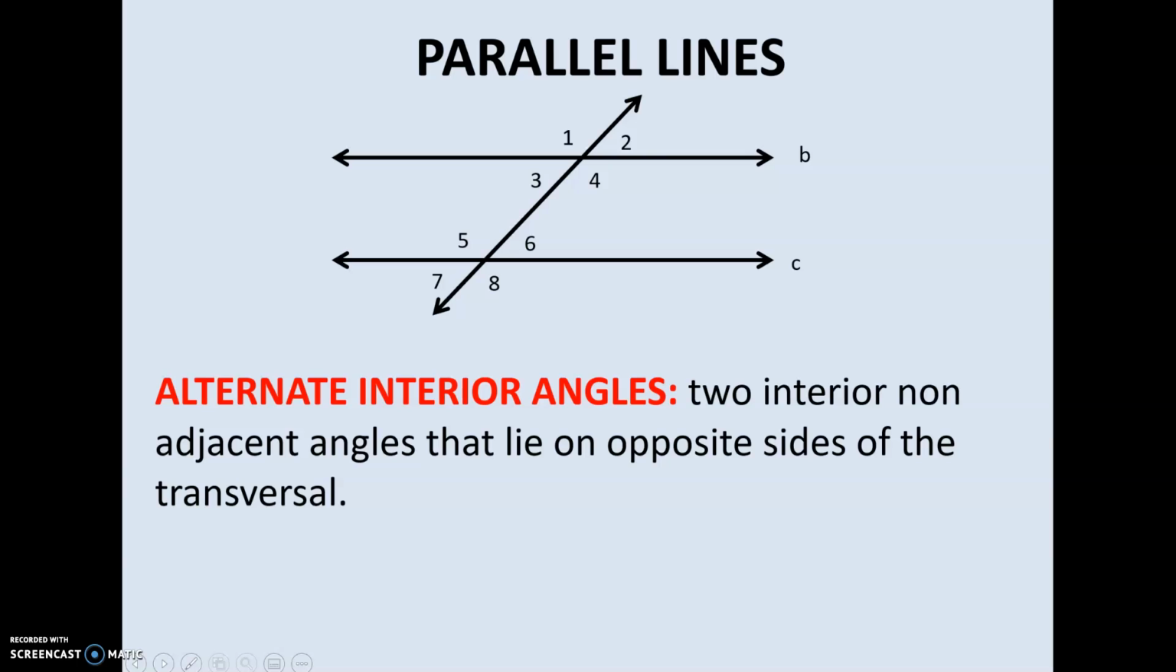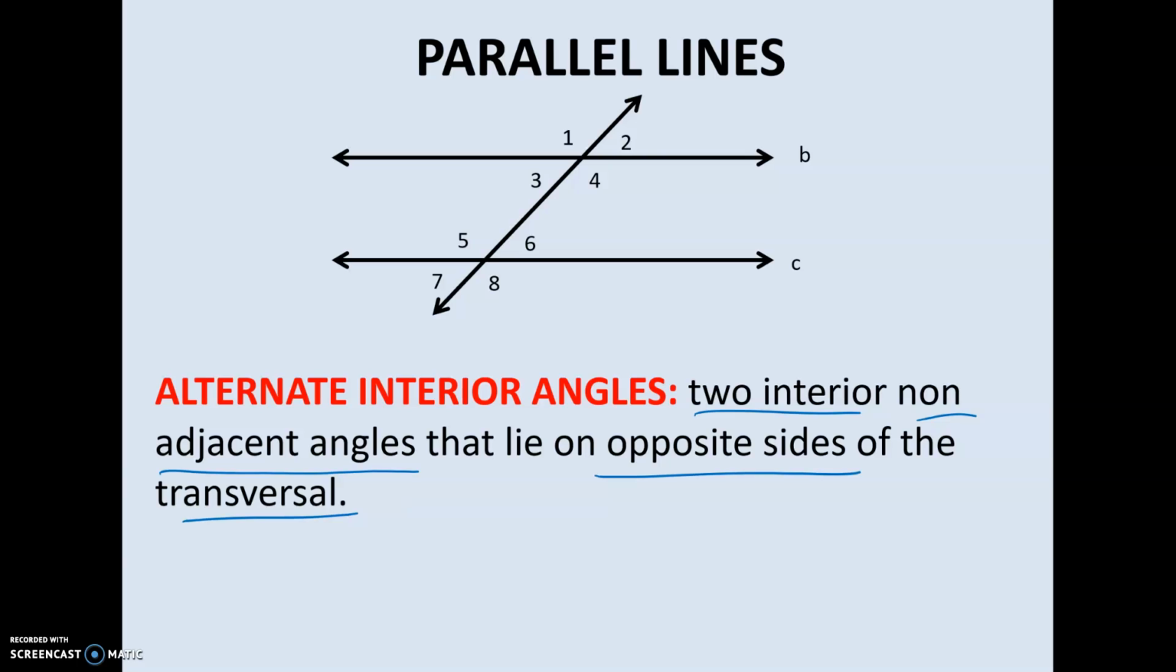Next, we have alternate interior angles. Alternate interior angles are two angles that are both on the interior. Okay, they're both inside, but they are non-adjacent, so they don't have a similar side. They're two interior angles, non-adjacent, and they're on opposite sides. This is important. They're on opposite sides of the transversal.